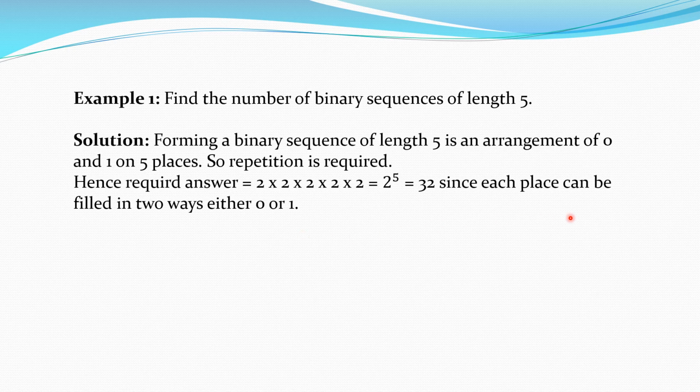Now there are 5 places, means it is a 5 permutation, and on each place we can write either 0 or 1. It means each place can be filled in 2 ways, either by 0 or 1, and hence the required answer is 2 into 2 into 2 into 2 into 2, 5 times, that is 2 raised to 5 equal to 32. So this is an example of permutation with repetition.